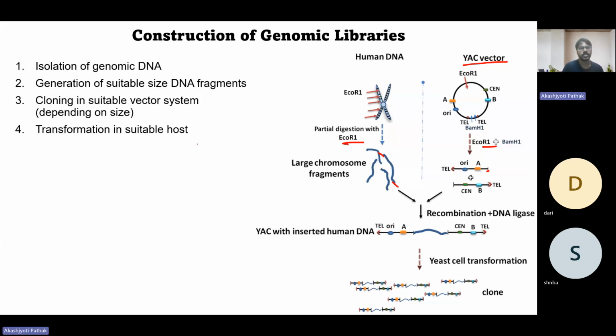Now, okay, so these are the four steps. So what are the four steps? First, you will isolate the genome, then you will fragment it by treating it with restriction enzyme. Then ligation of the DNA fragment with a suitable vector, and the fourth will be transformation. So after transformation, what else needs to be done? Screening.